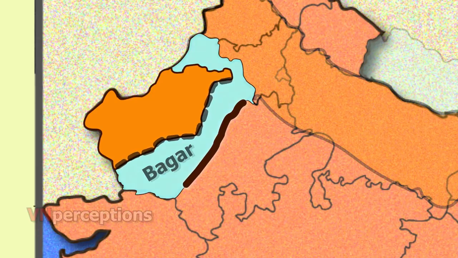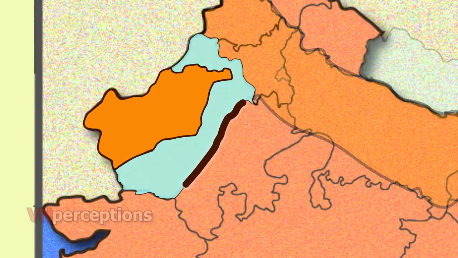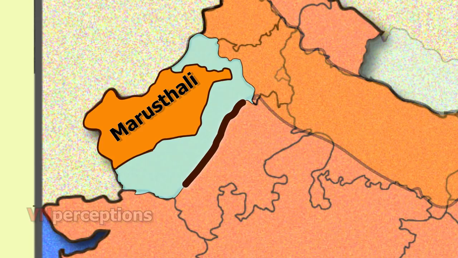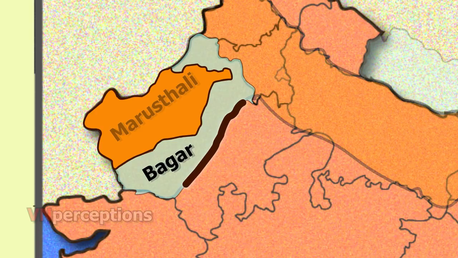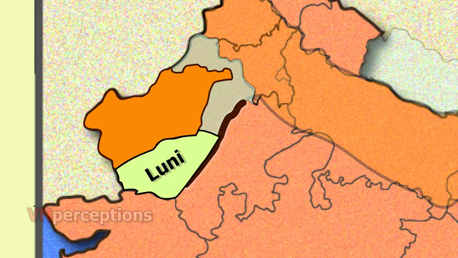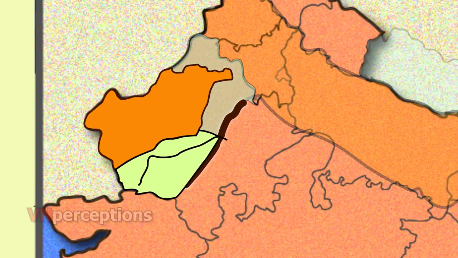There are many small scattered hillocks marking the western edge of the Bagar. Rajasthan Bagar refers to the semi-arid region. So Marusthali refers to the desert region and Bagar refers to the semi-desert region. This region lies to the east of Marusthali. This region is further subdivided as Luni Basin because this region is drained by river Luni and its tributaries.